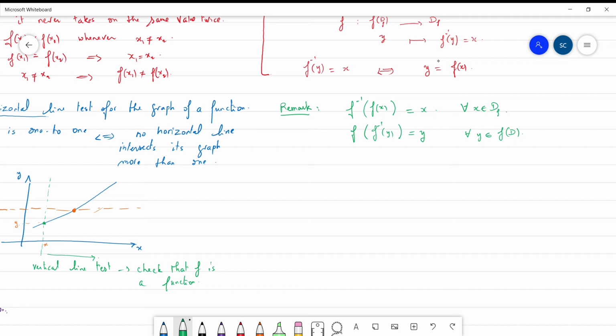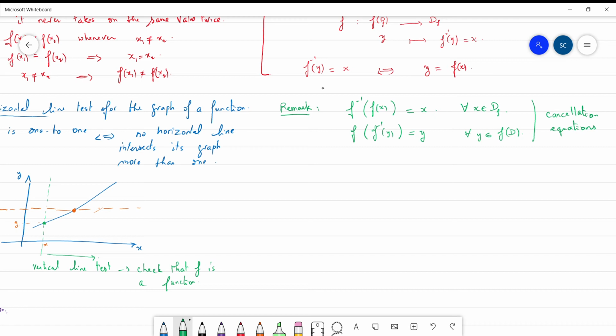Okay, so these are called cancellation equations. Just terminology. And these equivalences allow us, in some situations, to find the formula of the inverse function by finding an expression of f minus 1 of y.